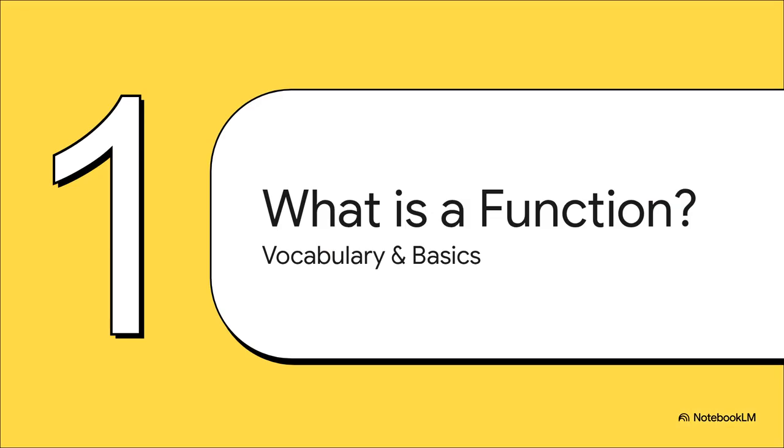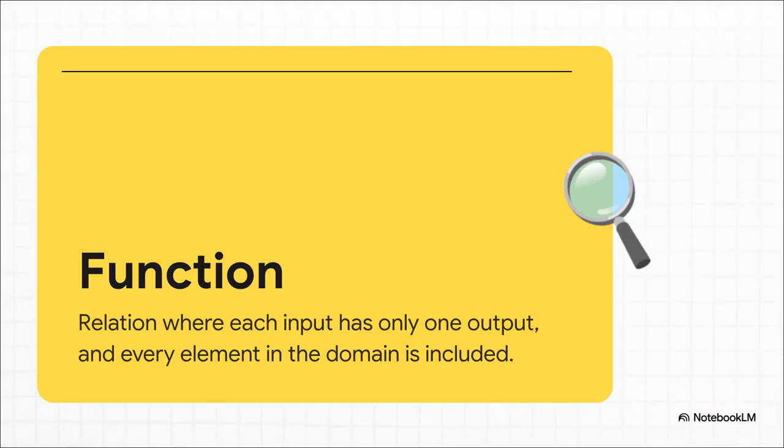Section 1. What is a function? Okay, let's dive into the mechanics. Now, you might already know that a relation is just matching items from one set to another. But a true function is strict. It's a very specific type of relation where each input has only one output, and every single element in your starting set gets included. It takes elements from one group and relates them so reliably to another that each input gives you exactly one predictable output.